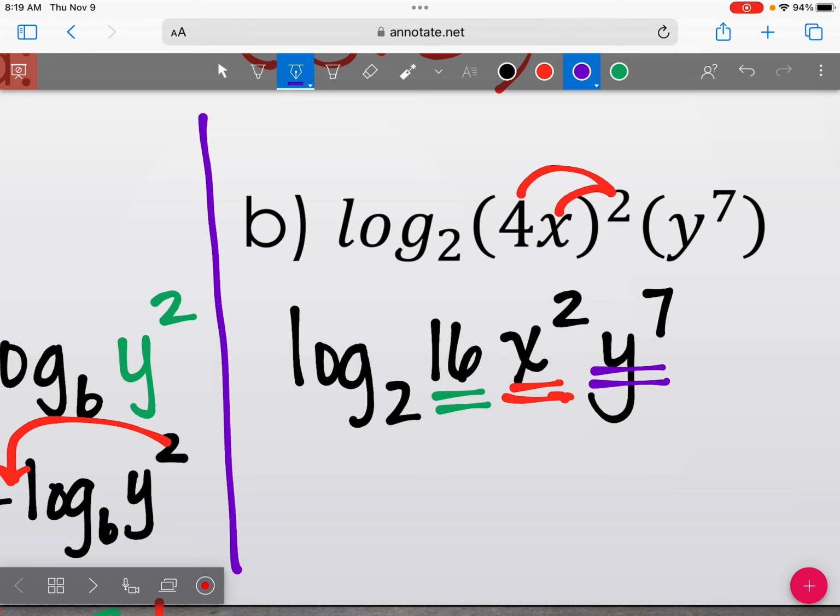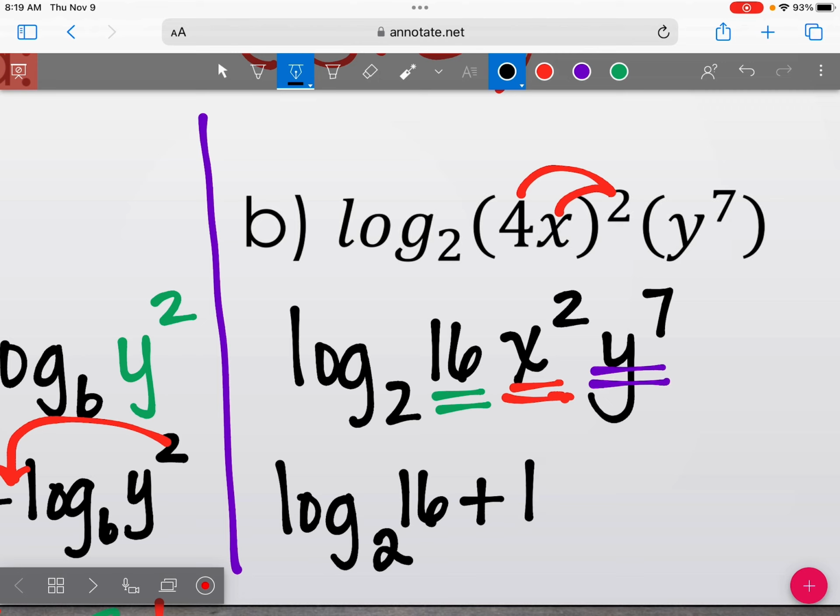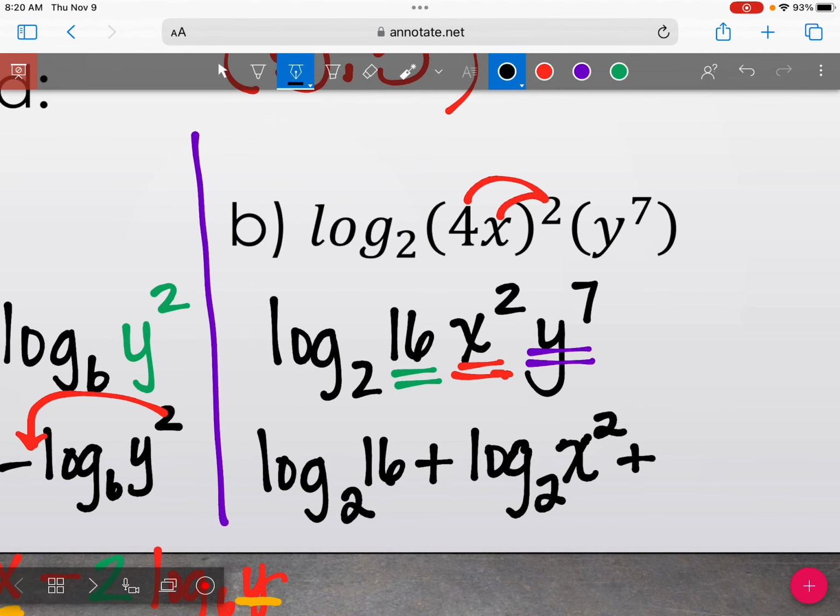And how do you expand multiplication? With addition. So each term is now going to get its own log. So it'll be the log base 2 of 16 plus the log base 2 of x squared plus the log base 2 of y to the 7th.